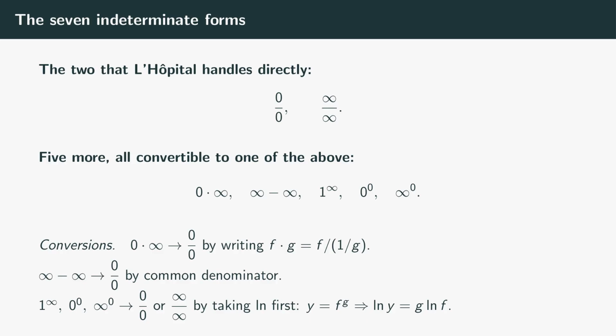Second, infinity minus infinity. Big number minus another big number could be anything. Find a common denominator or otherwise combine into a single fraction, and you'll typically get 0 over 0. Third, fourth, fifth, the 3 exponential forms, 1 to the infinity, 0 to the 0, infinity to the 0. These all come up in limits like the definition of e, or x to the x as x goes to 0. The trick is to take the natural log first. If y equals f to the g, then the natural log of y equals g times the natural log of f. Now you have a product, which is a 0 times infinity, which converts to 0 over 0. Solve for the natural log of y, then exponentiate to recover y. Long story short, every indeterminate form reduces to L'Hôpital's 2 headline cases.